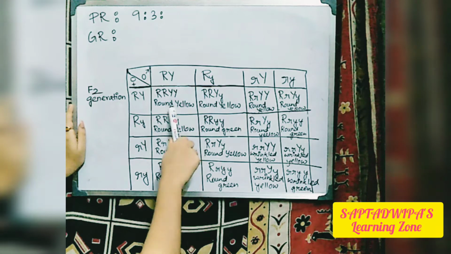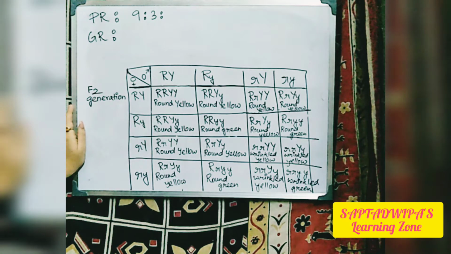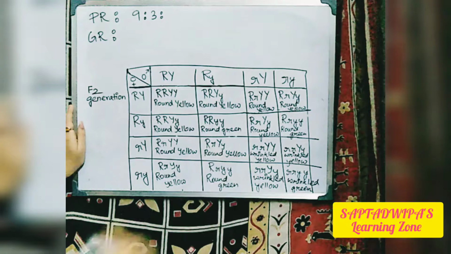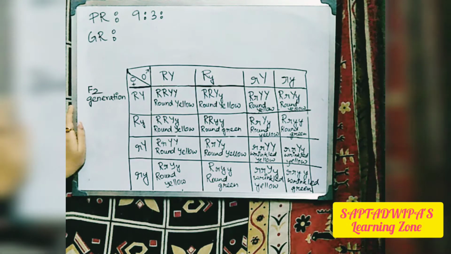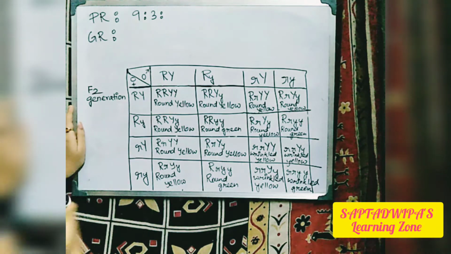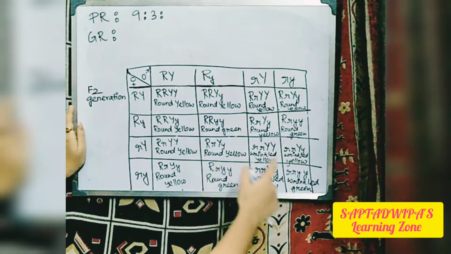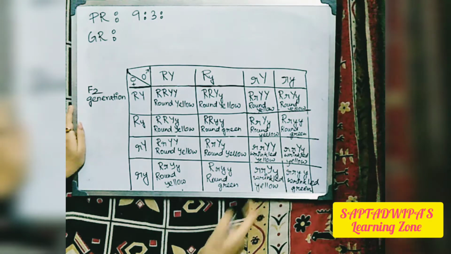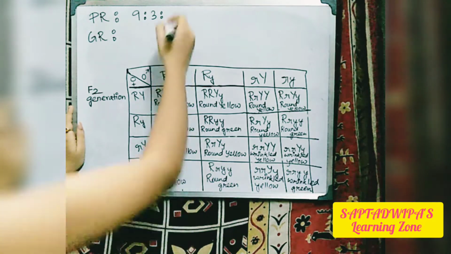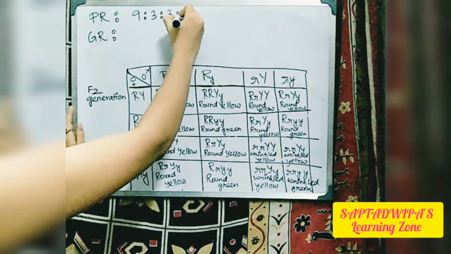Then other than round yellow and round green, what is the other thing which you have got? Wrinkled yellow. So how many wrinkled yellow seeds do we have? Here is one wrinkled yellow, this is the second one, this is the third one. So again 3 goes for wrinkled yellow.